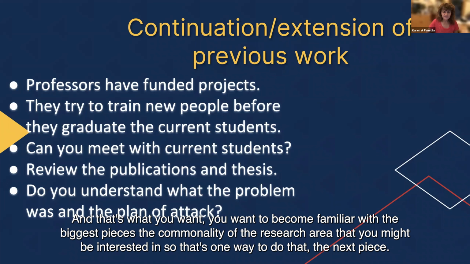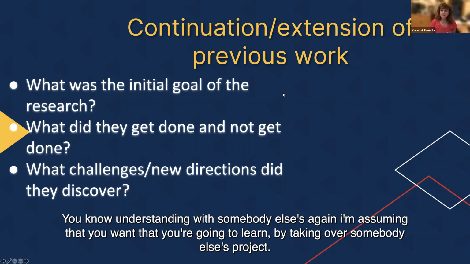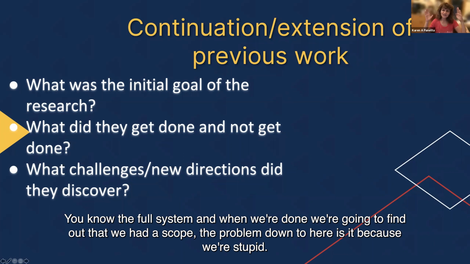The next piece is understanding what somebody else did. Again, I'm assuming that you're going to learn by taking over somebody else's project. What was the initial goal of the research somebody was conducting? And what did they accomplish and what did they not get done? We all go in thinking we're going to invent, come up with, solve and implement the full system. And when we're done, we're going to find out that we had to scope the problem down to here.